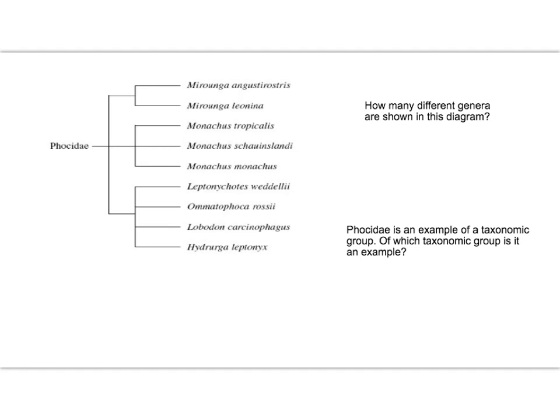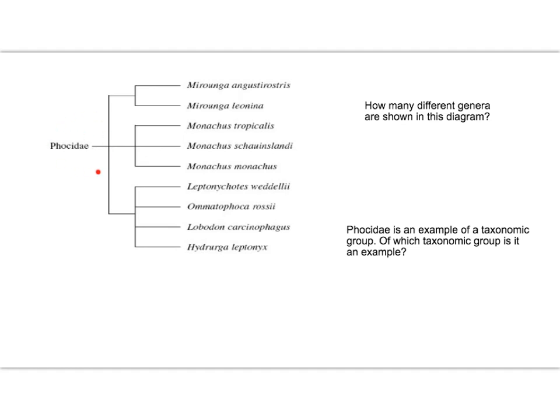Well, you're looking for what is the genus name. So remember, you've got the genus name and then the species name. So we've got 1, 2, 3, 4, 5, 6, 7, 8, 9 different species. It's 9 different species names. But we've got 1, 2 lots of Moronga, we've got 1, 2, 3 lots of Monarchus, we've got 1 lot of this one here, another lot of that one there, another one of those, and one of those. There's 1, 2, 3, 4, 5, 6 different genuses, or genera.